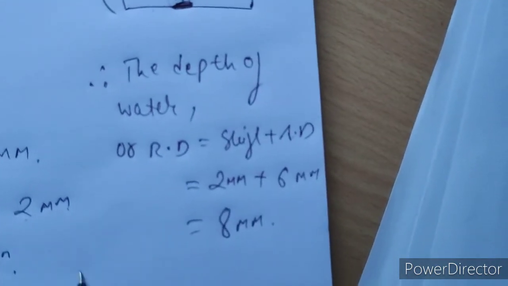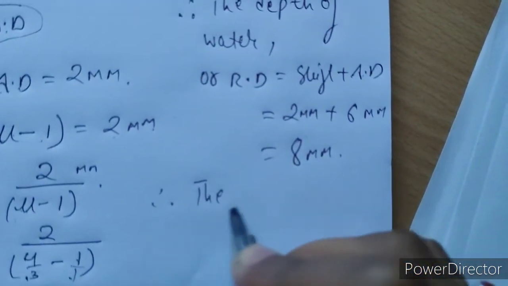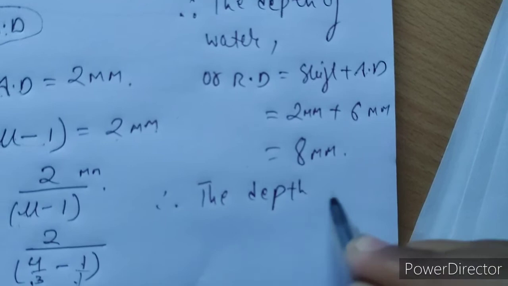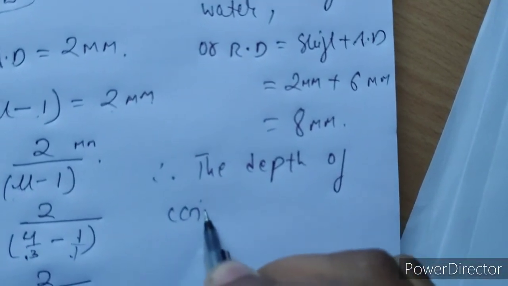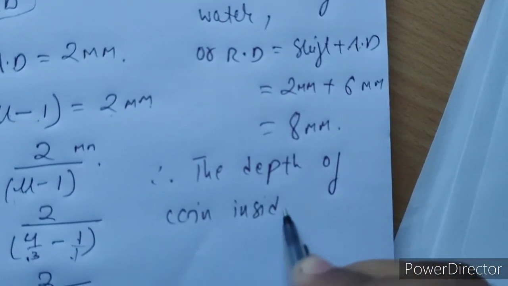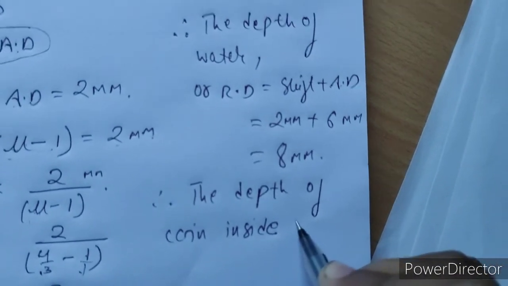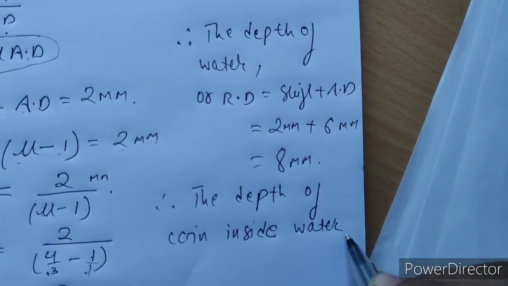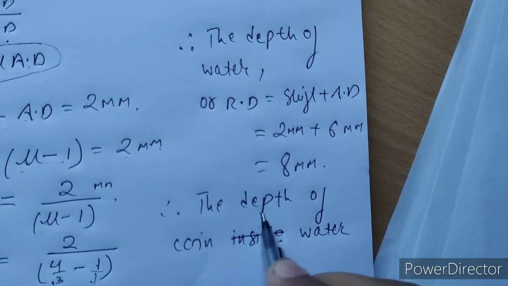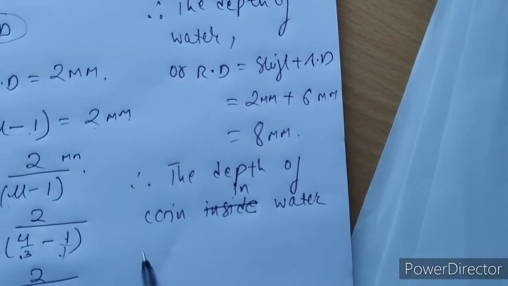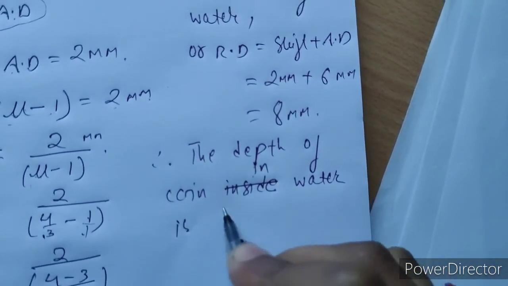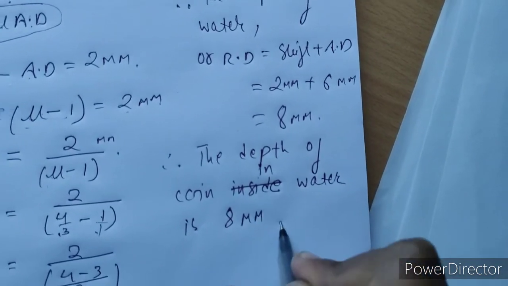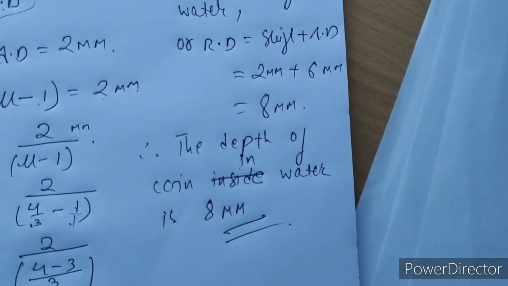Therefore the depth of coin in water, let's write in because it is in the question, the depth of coin in water is 8 millimeter. Okay, this is your answer.